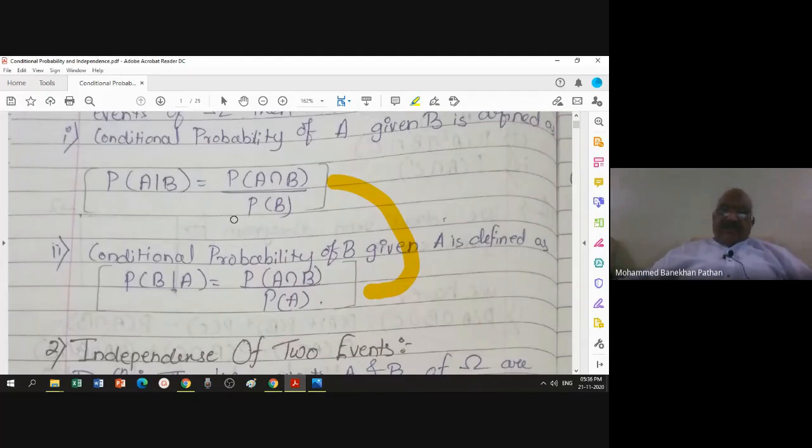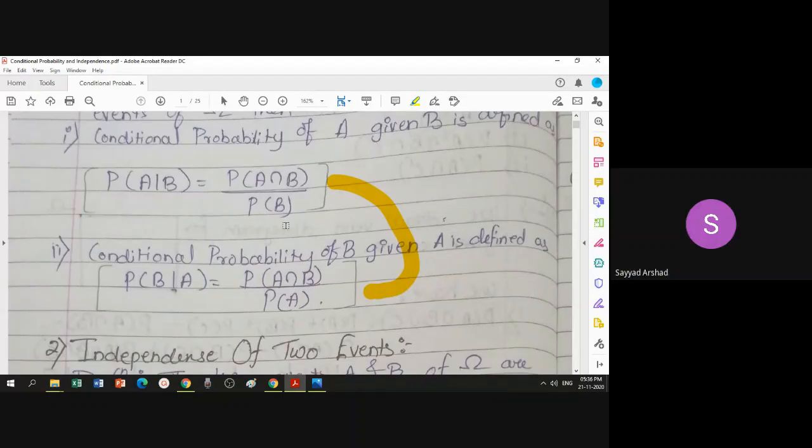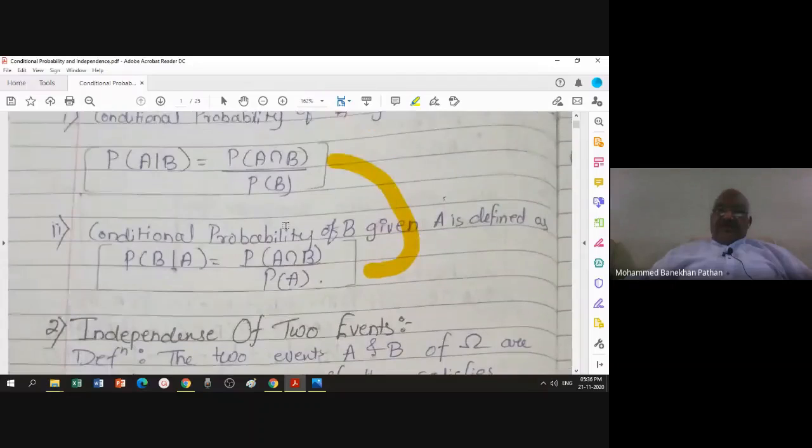I think everybody get it. What is the meaning of conditional probability? Yes, sir.